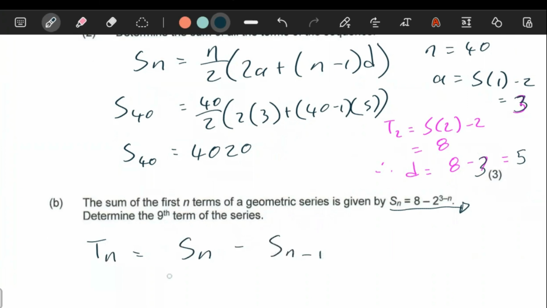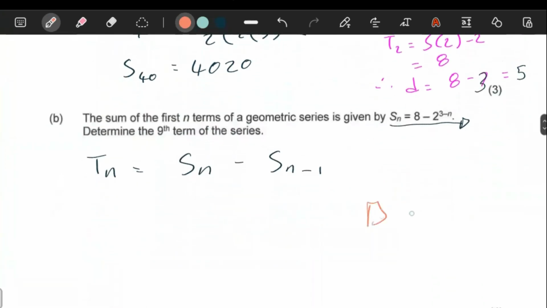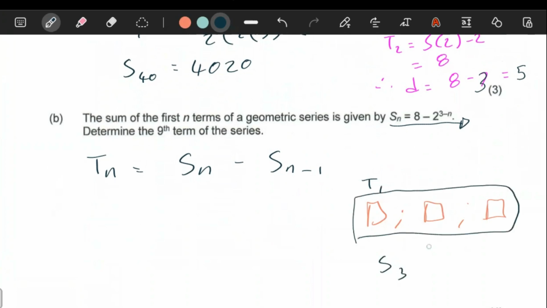Meaning, for example, if you have, let's say, 3 terms: term number 1, term number 2, term number 3. If you want to find out what T1 is, you're just going to say the sum of the first 3 terms minus the sum of the... wait, no. If you want to find out what T3 is, yeah, T3.